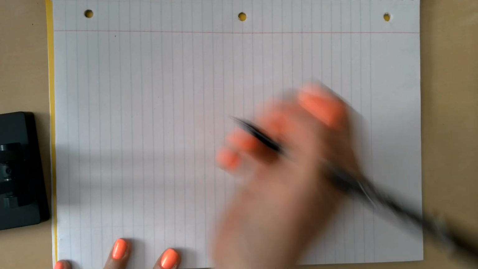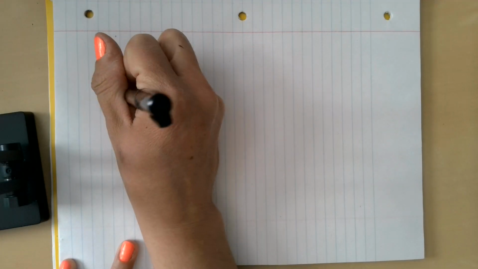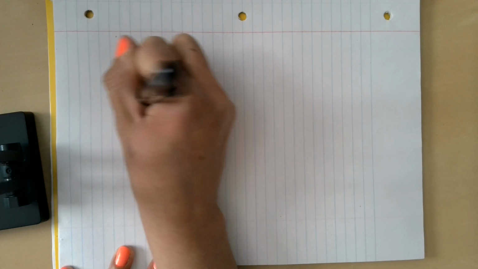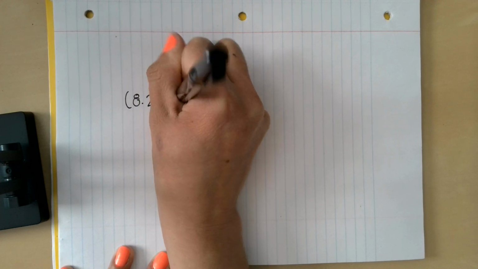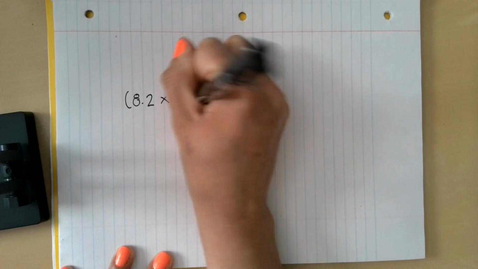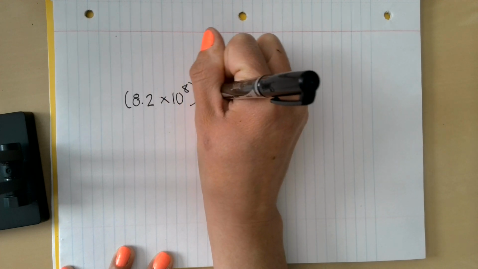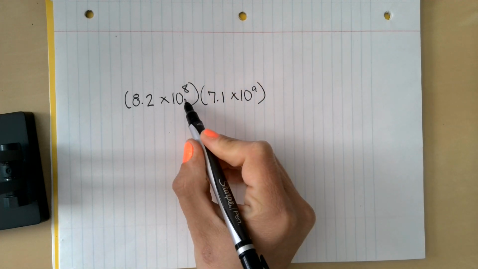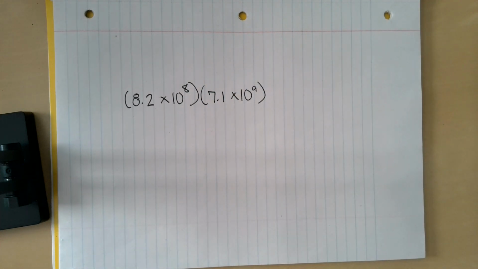For example, if you put a very large multiplication problem into your calculator. All right, so let's say 8 and 2 tenths times 10 to the 8th, and 7 and 1 tenth times 10 to the 9th. So these both have positive exponents, so they're going to be very, very large numbers. So if you put them in the calculator, how do you read your answer the correct way? Well, I'm going to show you really quickly.